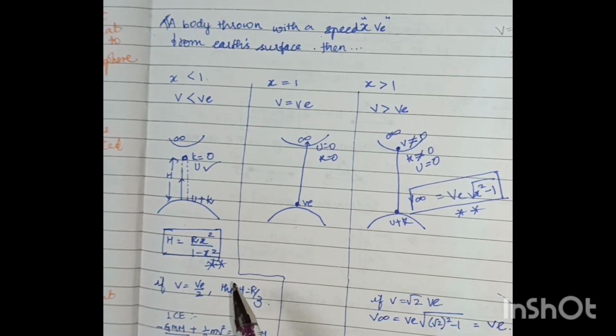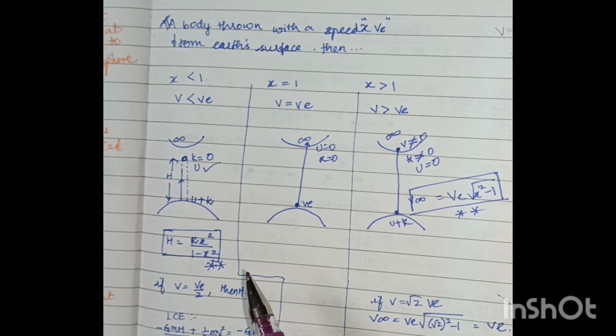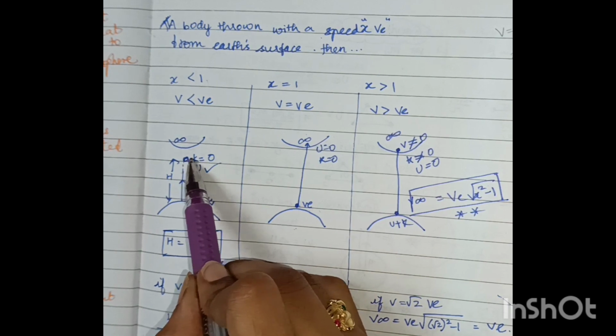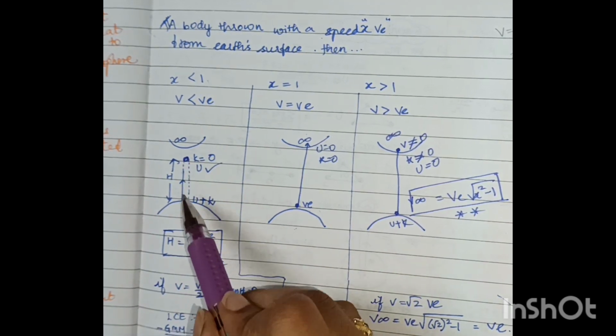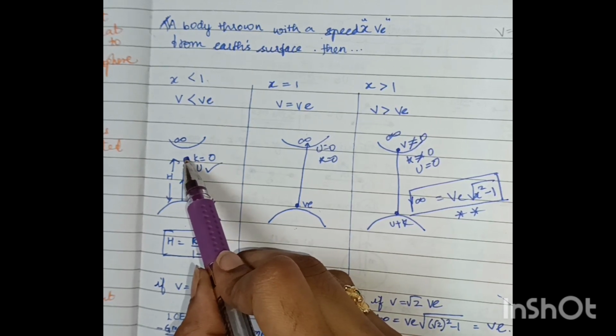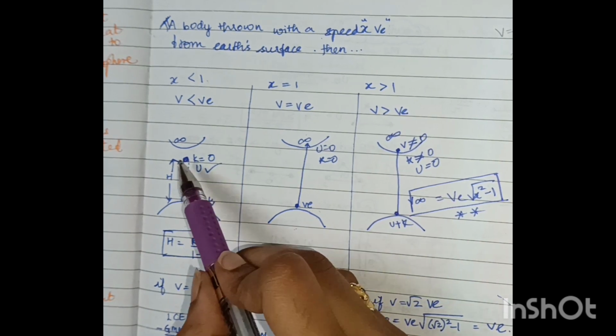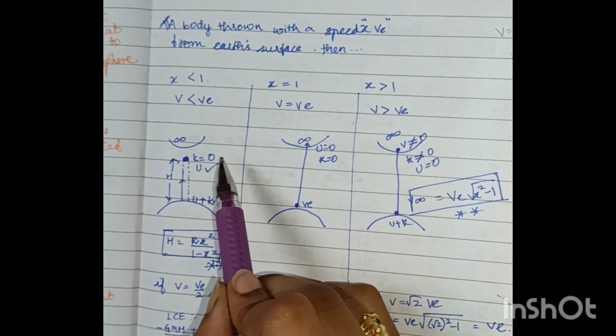Why will it not reach infinity? Because no escape velocity is given; a velocity lesser than that was given, so it will not reach infinity. Before infinity it will reach somewhere here, and it will stop and come down. At the maximum height its velocity will be 0, only then it will start falling down. So final velocity is 0, so the kinetic energy at that point is 0.